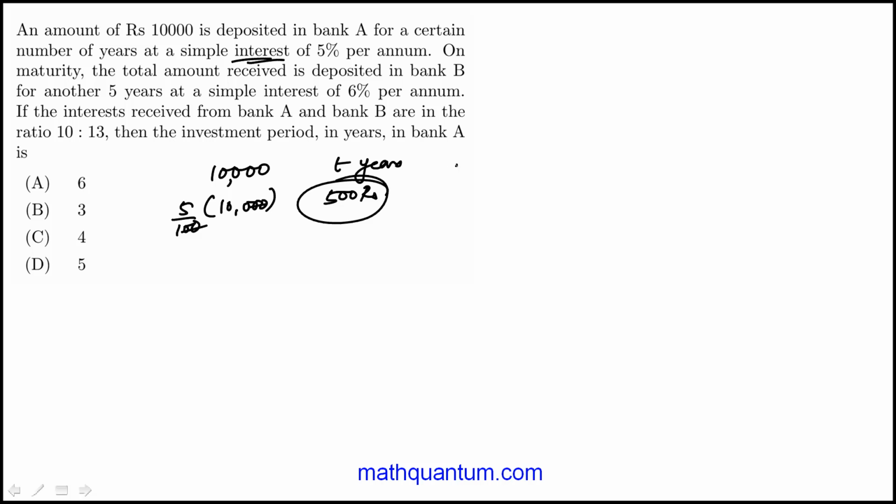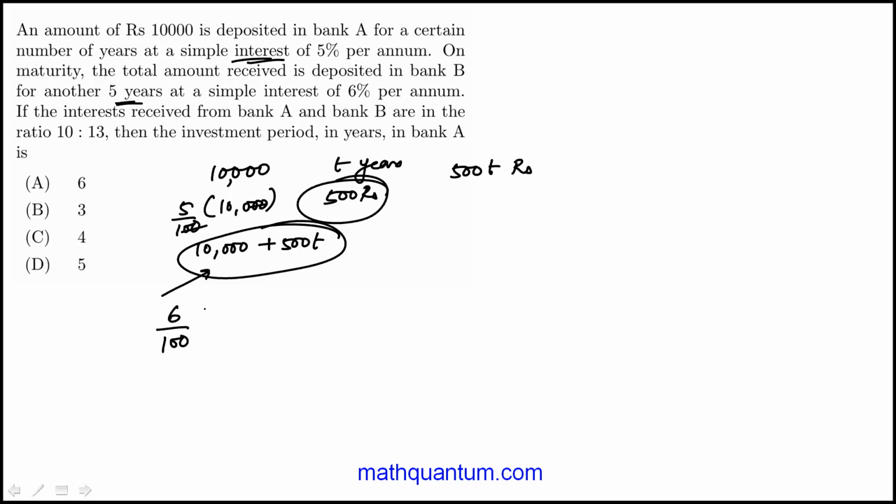So the total interest earned would be 500 T rupees. So that means that the balance at the end of this T-year period would be 10,000 plus 500 T. And they tell us that this amount is then deposited for 5 years at a simple interest rate of 6% per annum. So the interest per year would be this amount. And this is what you're earning every year. So in 5 years, this would be the amount of interest.